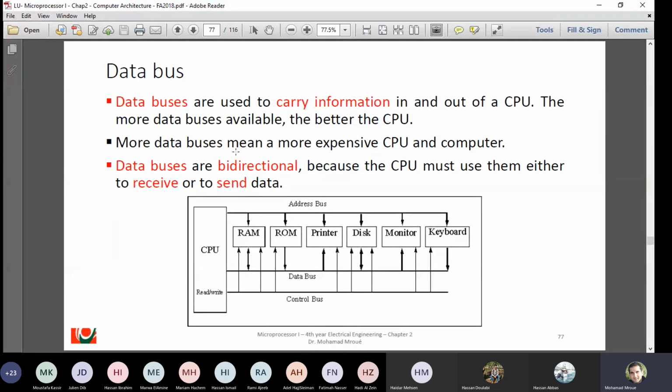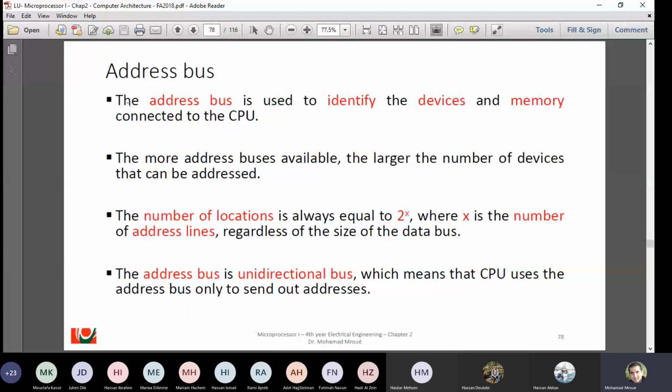Data buses are bidirectional because the data moves in both directions, either going out of the CPU or coming into the CPU. So bidirectional because the CPU must use them either to receive or to send data. Unlike the address bus, which is sent by the CPU. So the address is determined only by the CPU, and the control is also determined only by the CPU. They are one direction only.